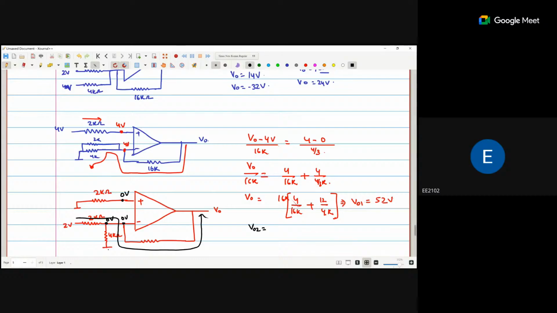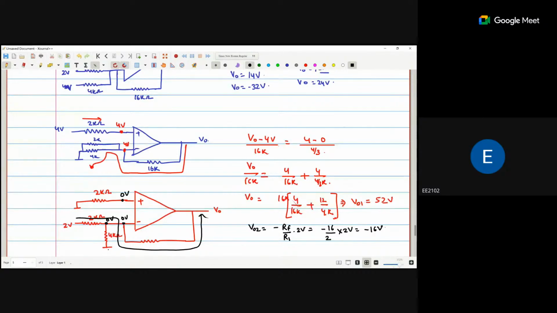So V02 is minus RF by R1 times 2 volts. So minus 16 divided by 2 into 2 volts. So minus 16 volts. Okay.